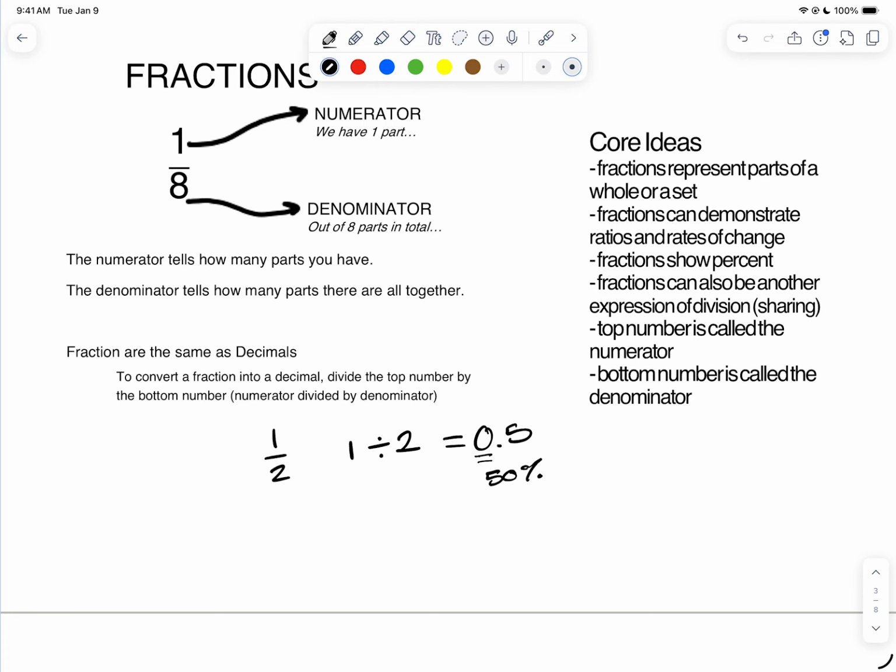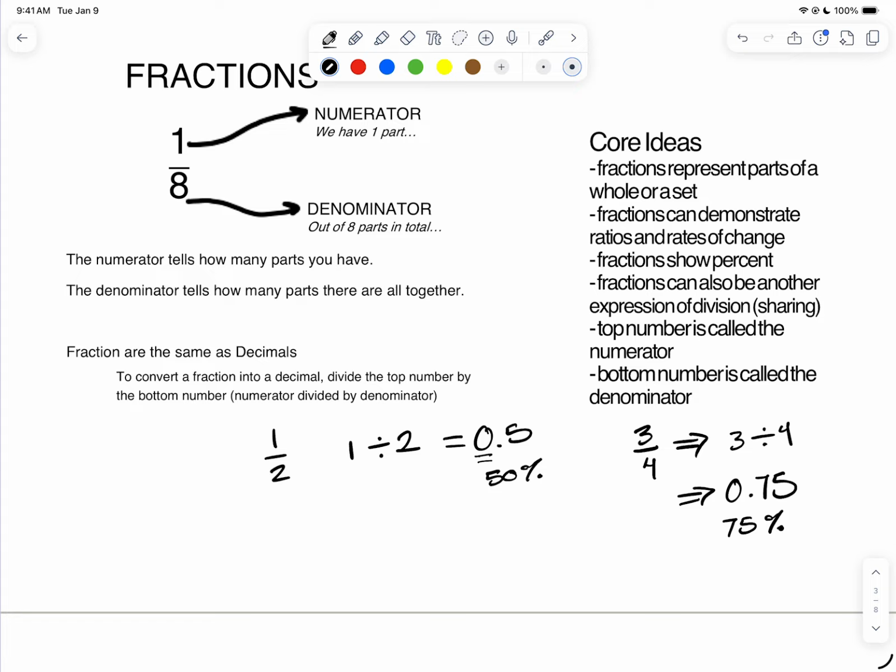So let's try another one. Let's try 3/4. If we have 3/4, that's the same thing as 3 divided by 4. And if you pulled out your calculator, you'd see 0.75, right? Or 75%, right? And those aren't 3 different numbers. They're 3 different representations of the same number. And that's an important idea in mathematics generally. Sometimes changing how a number is represented makes the problem much easier, right?